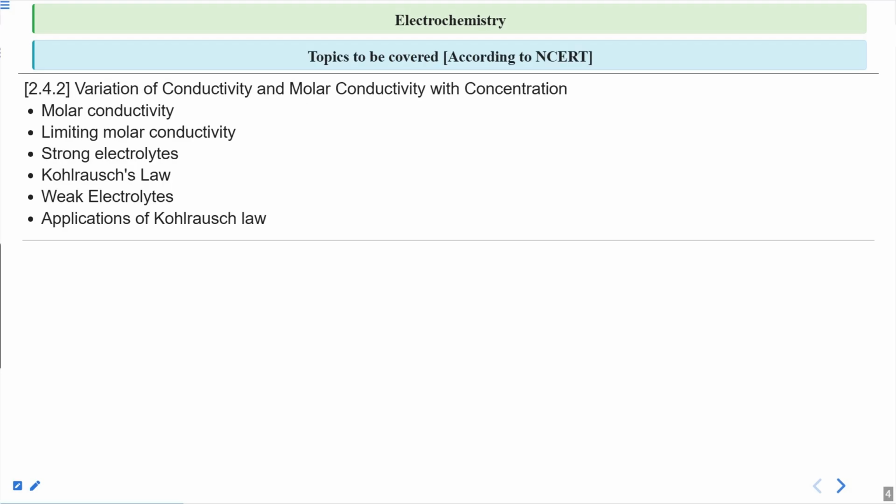The topics we are going to cover according to the NCERT: the first is subsection 2.4.2, which is variation of conductivity and molar conductivity with the concentration. In this, first of all, we will study the molar conductivity, then the limiting molar conductivity, then strong electrolytes, then Kohlrausch law. Then we will talk about the weak electrolytes, and lastly, the applications of Kohlrausch law. And then we will see some examples and intext questions at the end. So these are the topics we are going to cover.